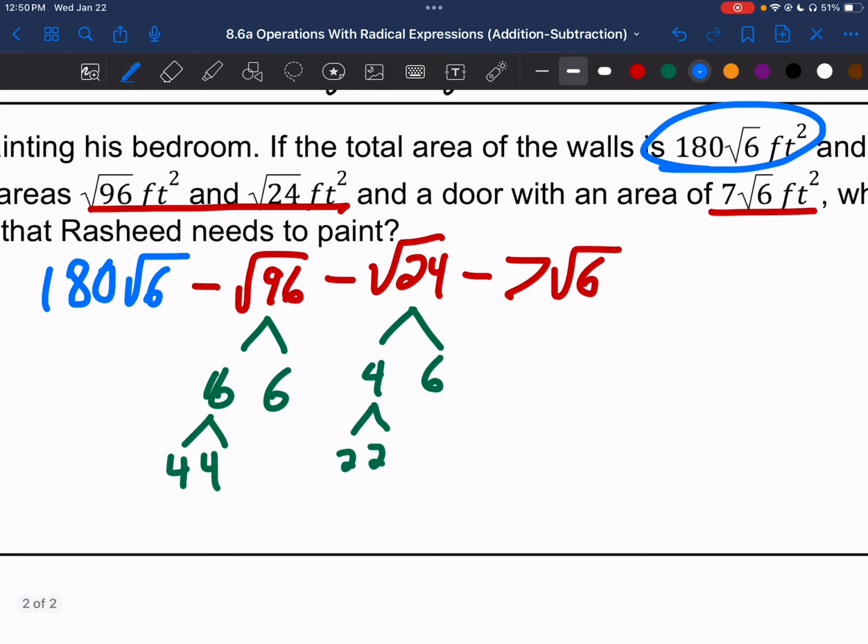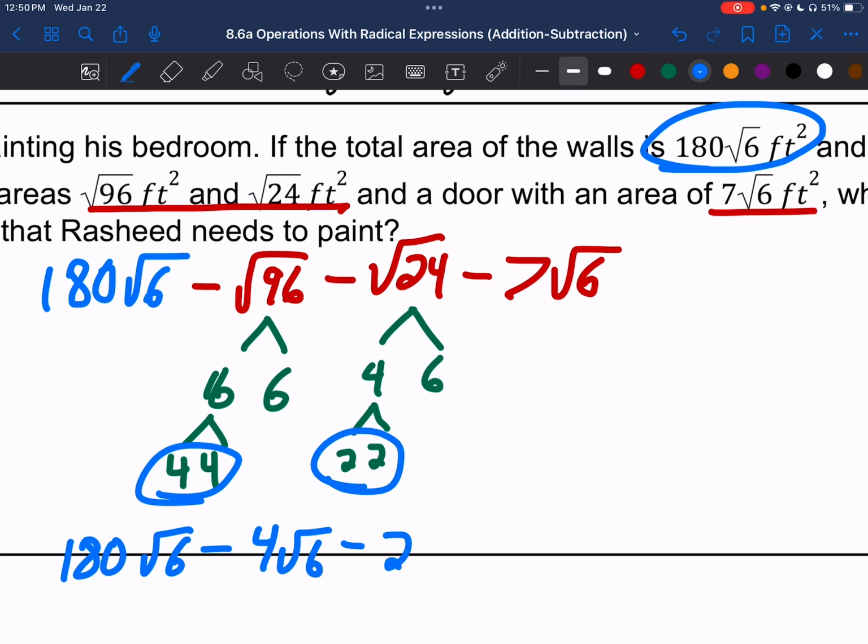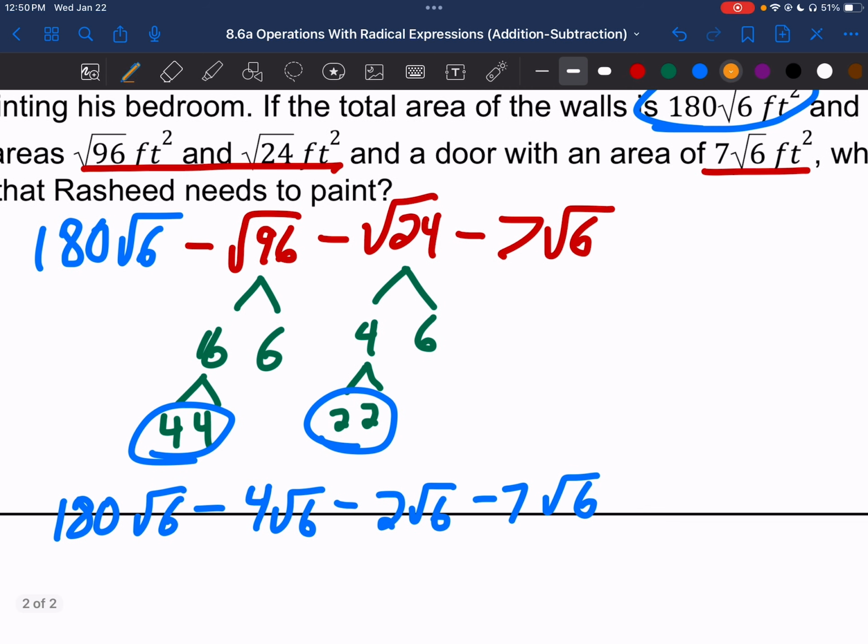So now we have 180 root 6 minus 4 root 6 minus 2 root 6 minus 7 root 6. And when I do that, 180 minus 4 minus 2 minus 7, I get 167 root 6 square feet. So 167 times the square root of 6 square feet of paint is going to be needed to apply for this bedroom for Rashid.